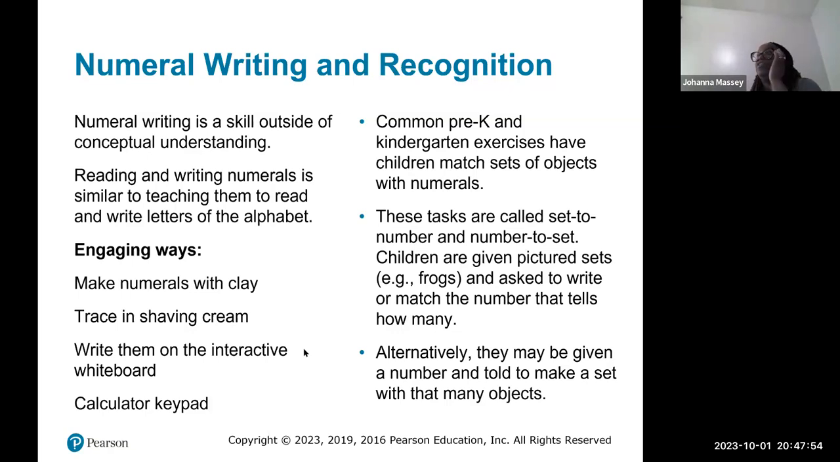Yeah, in your schools you'll have an interactive whiteboard, Promethean board, or a view board, and the students can actually write the numbers out and trace them on the board. Looking at the numbers on your calculator or a keypad.